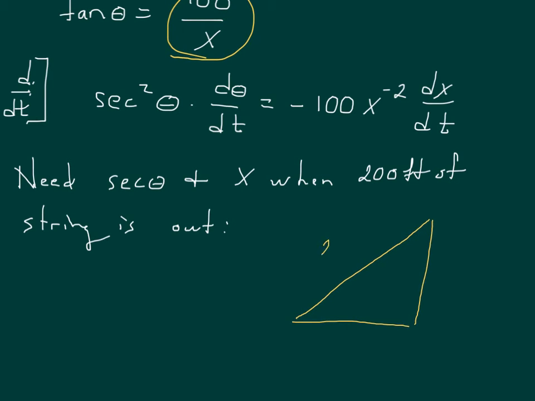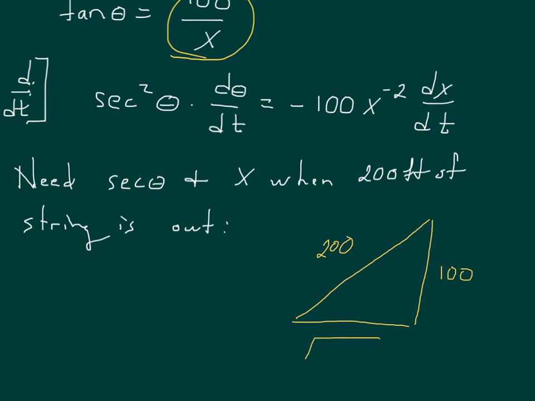We've let out 200 feet of string, and we have that this is 100. So the question is, how long is this side right here, the third side in this triangle?